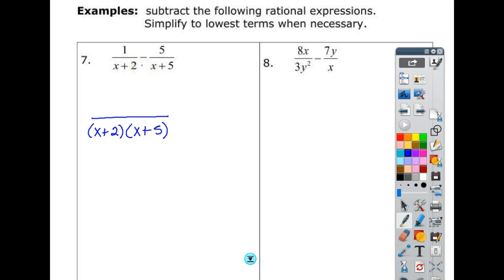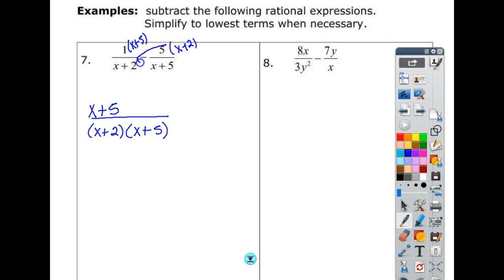Okay, well, let's look at this one right here. 1 divided by x plus 2. What's different comparing the denominators? X plus 5. Okay, what's different here? X plus 2, right? So 1 times x plus 5, that's just going to give us x plus 5, right? I like it when that happens.